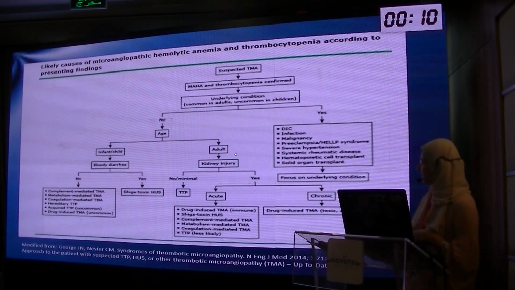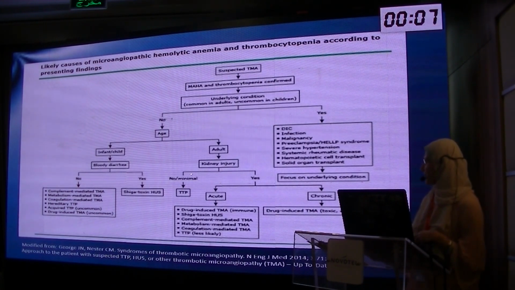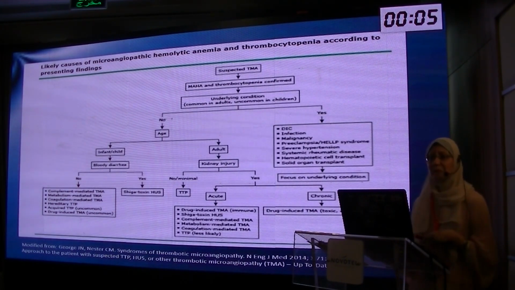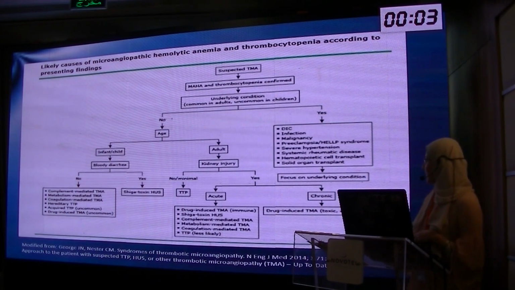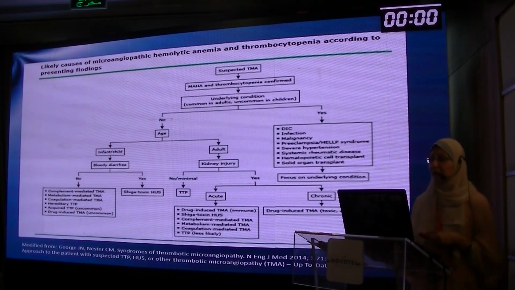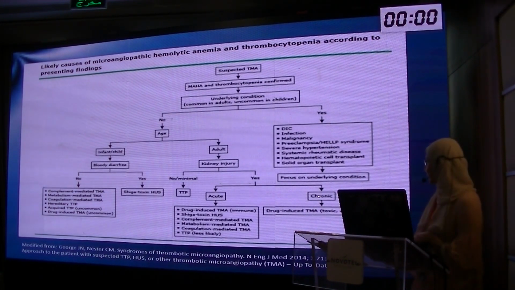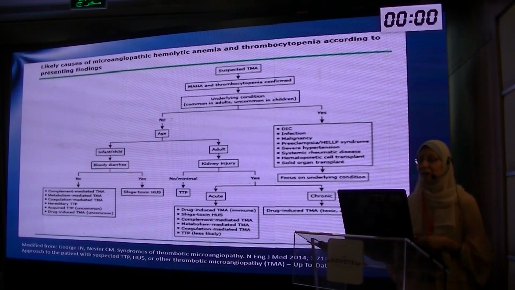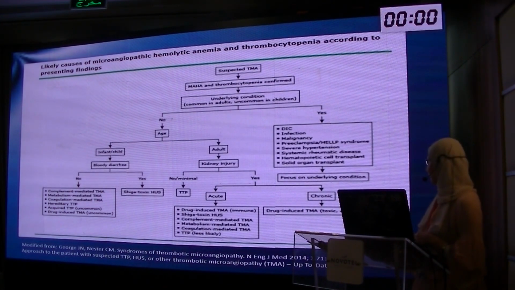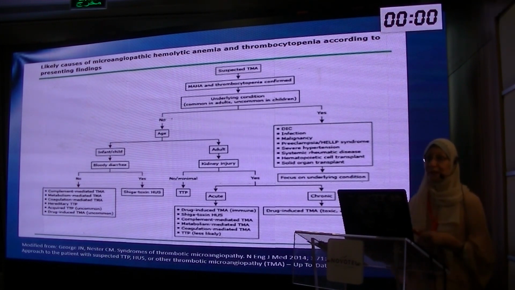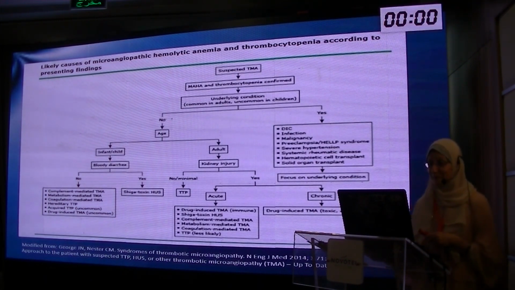And if it's an adult without much kidney injury, then this is probably going to be TTP. Whereas if there is a kidney injury, you look if it's acute or chronic. If it's acute, it can be anything, the things that we've been talking about. And if it's chronic, then you have to consider drug-induced thrombotic microangiopathy, the toxic dose-related. And thank you very much.